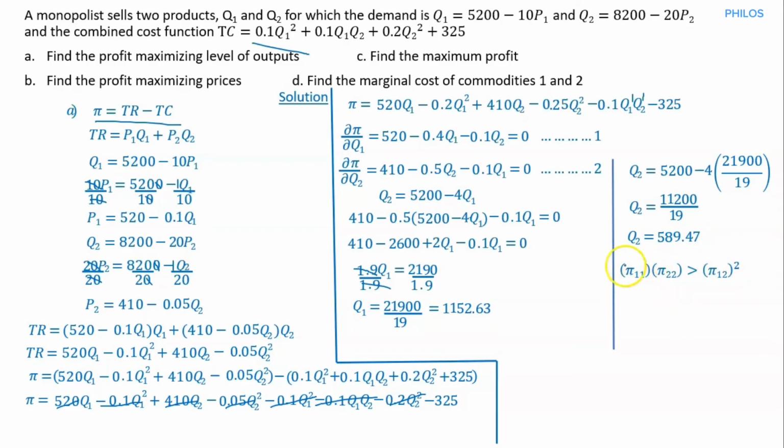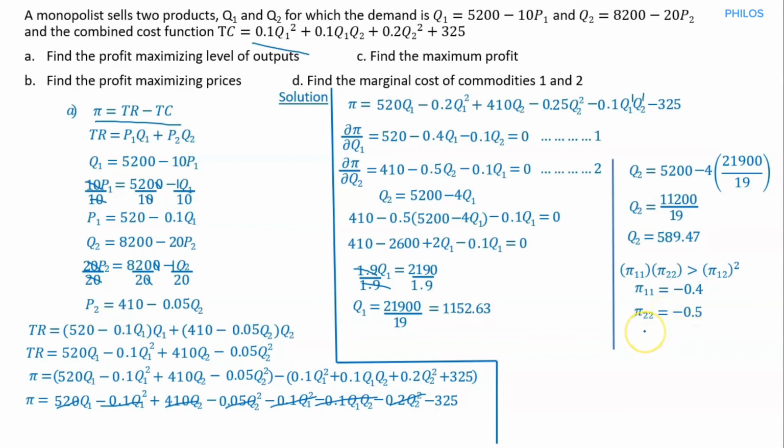So what will be the second order partial of profit with respect to Q1? Now this is partial with respect to Q1. Second order means that you should differentiate this again with respect to Q1, and that should give you negative 0.4. Then the second order partial derivative of profit with respect to Q2, which is this, let's differentiate with respect to Q2, to give us negative 0.5.